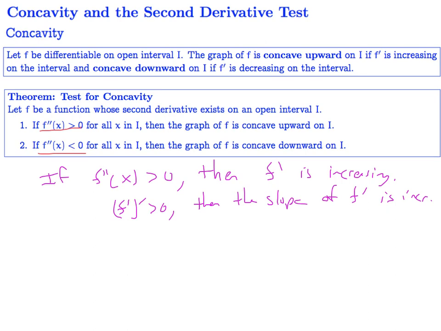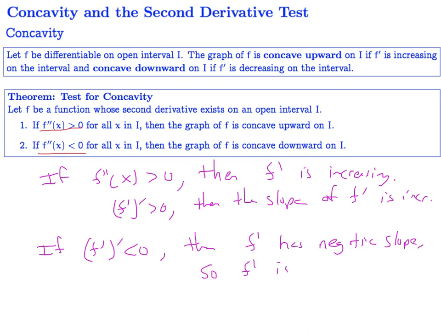It's a very similar idea for the second part. If the derivative of your derivative is negative, then f prime has negative slope, so f prime is decreasing. And this just follows from remembering what we mean by increasing and decreasing functions.